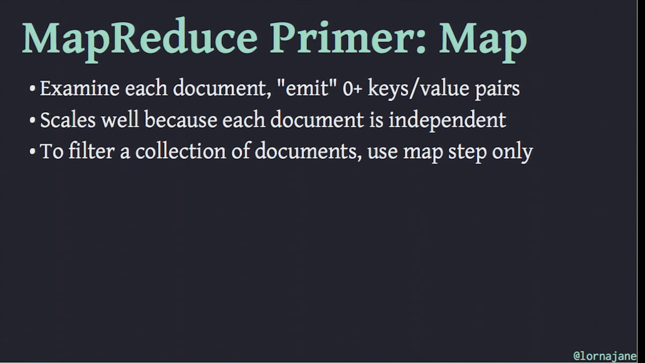And we may or may not emit none, one, or many keys and values, given what's in the document as ingredients to the view. It scales brilliantly because each time you look at a document, it doesn't rely on anything else that went before or comes after. So this can just scale out to as much compute power as you have available. This is the key to scalable systems.